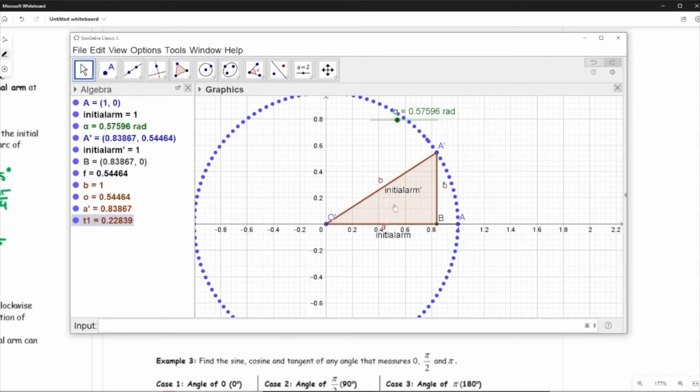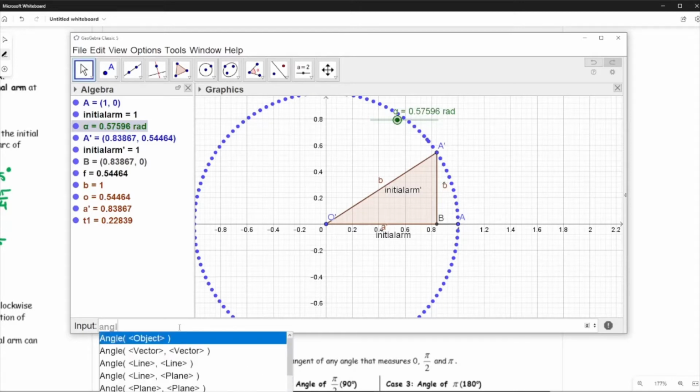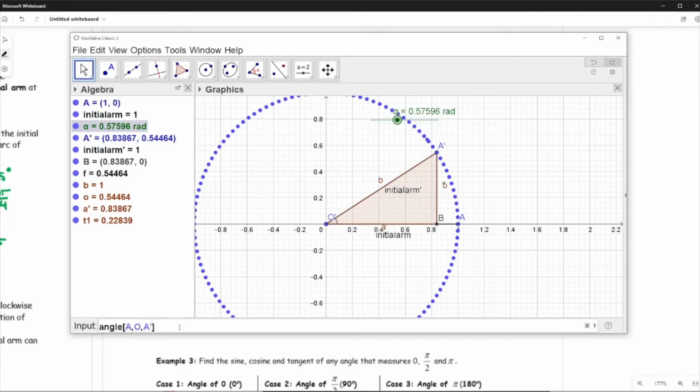Now, here's the thing about the triangle. The angle in standard position that we are drawing, the angle from A to O to A prime, is an angle inside a right triangle. Therefore, it has trig ratios.